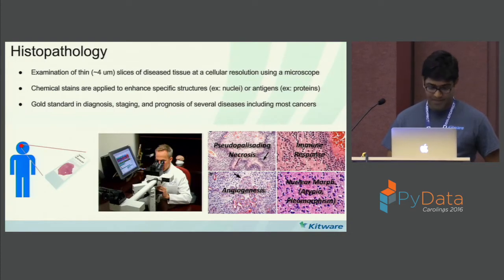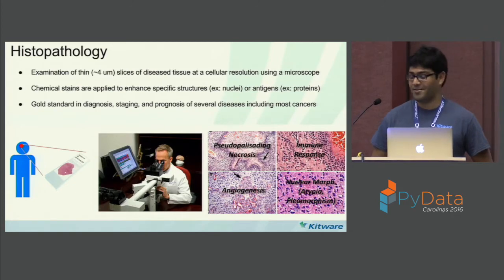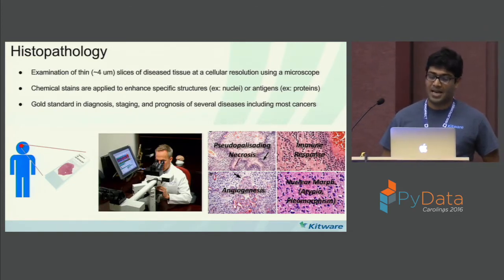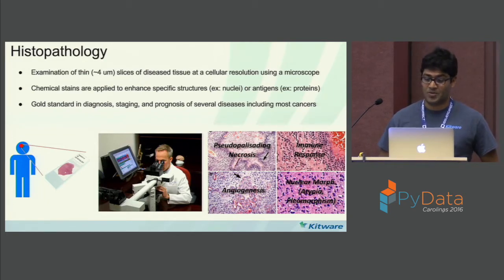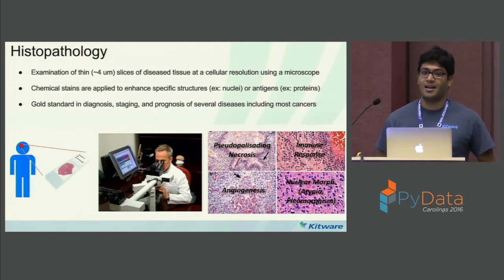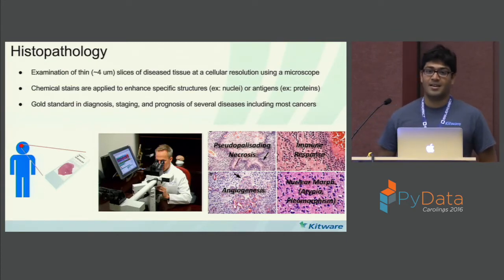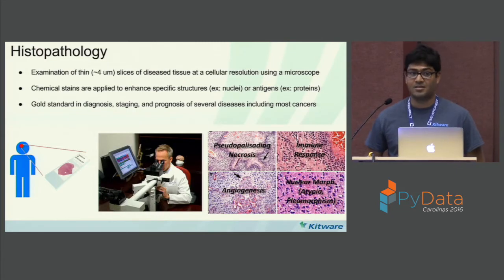Before I start with HistomicsTK, I would like to introduce you to histopathology if you haven't heard of it. So what is histopathology? It is about examining thin slices of diseased tissue that are fixed on glass slides. You put them under a microscope and look at them at cellular resolution. And you usually apply chemical stains to them. You can think of them as color dyes that basically highlight specific structures in these images, for example, nuclei, cytoplasm, or other kinds of structures or proteins that you're interested in, right?